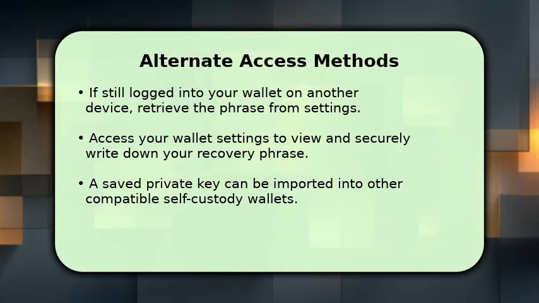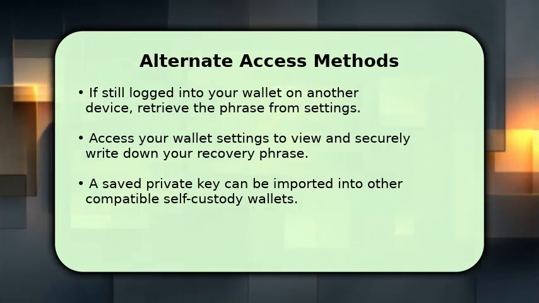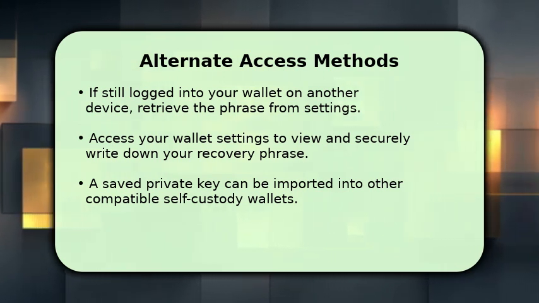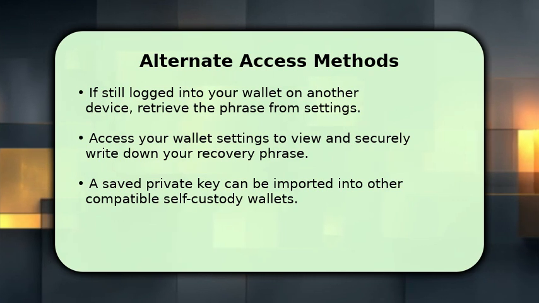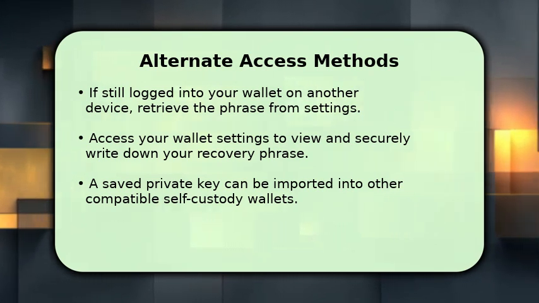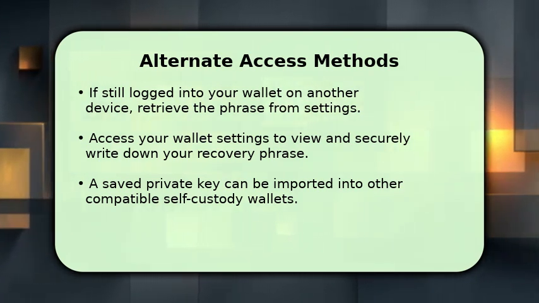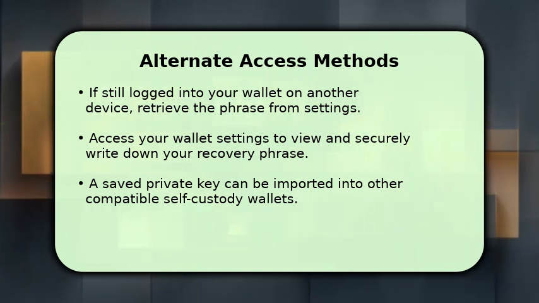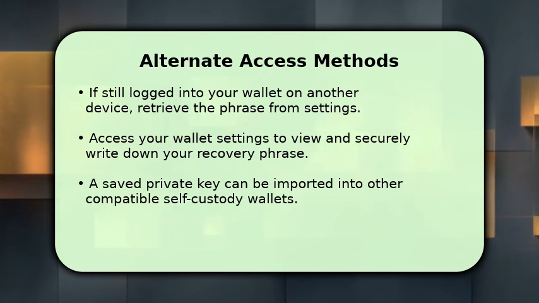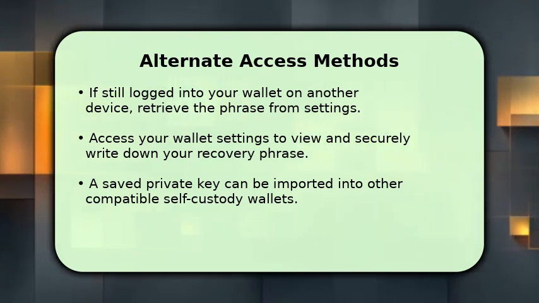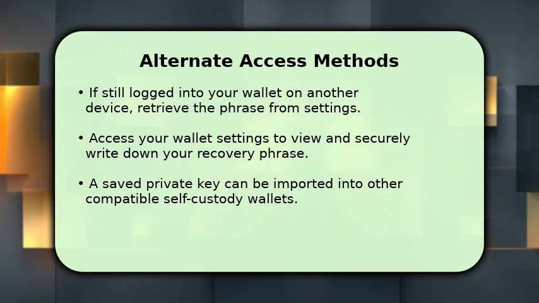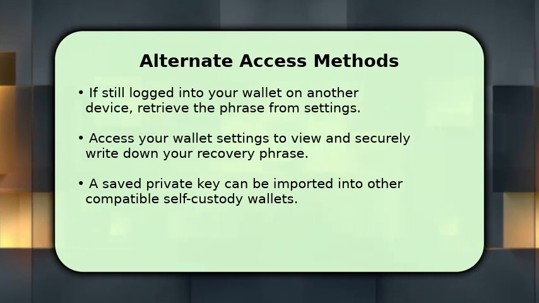If you are still logged into your Coinbase wallet on another device, like an old phone or a browser extension, you can retrieve your recovery phrase. Navigate to the settings within the wallet application to find and securely write down your 12-word phrase. Additionally, if you ever saved your private key, this unique string of letters and numbers can be used to import your wallet into other self-custody applications, providing an alternative way to access your digital assets.